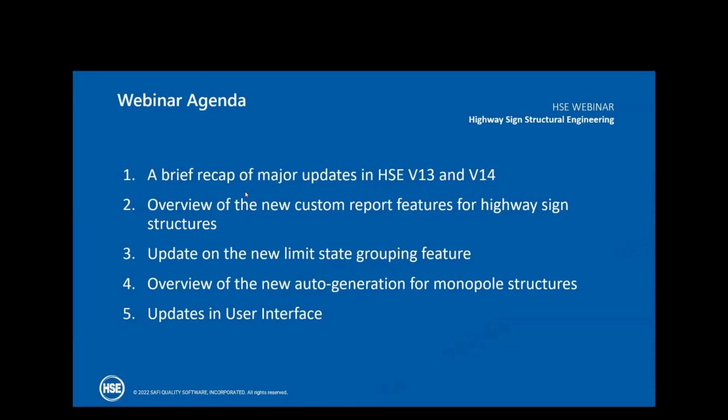We will do a recap of the updates in version 13 and 14. One of the new features is really related to the new custom reports that allows you to generate reports in a much better way than before and to get exactly what you want in the report. We also have an option related to that where the user can display results for grouping not only for members as we had before. Also, we have a new auto generation option for monopoles. That will make the generation of those models much faster than before. For sure, all throughout the presentation, I'll show you different updates we have inside the interface.